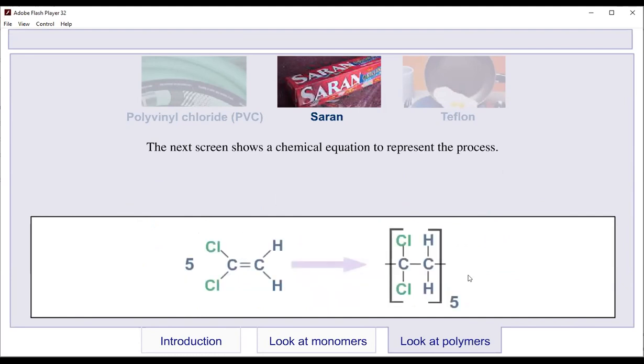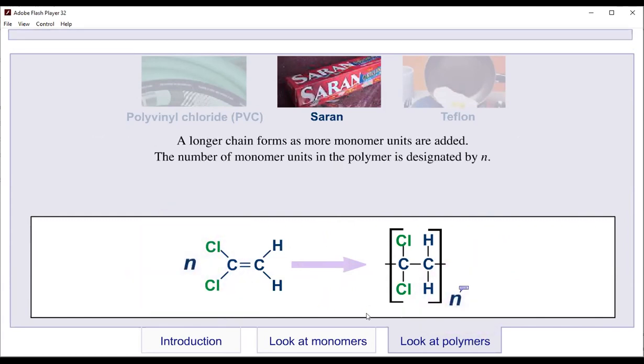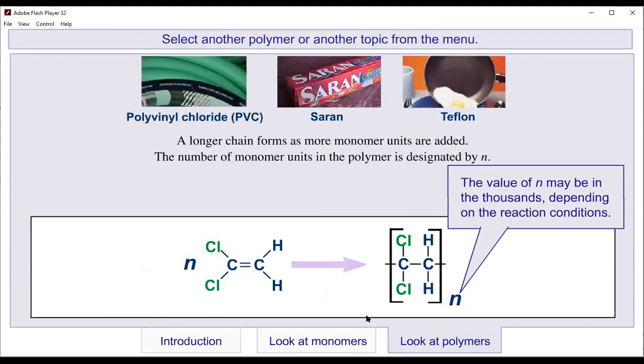And this is the overall chemical reaction, is 5 monomers go into the polymer. The only difference you see is the double bond is now a single bond. And it's not usually 5, but hundreds or thousands of monomers in the polymer. And you end up with the physical characteristics of saran wrap just by having 2 chlorines in the monomer instead of 1 chlorine for polyvinyl chloride.